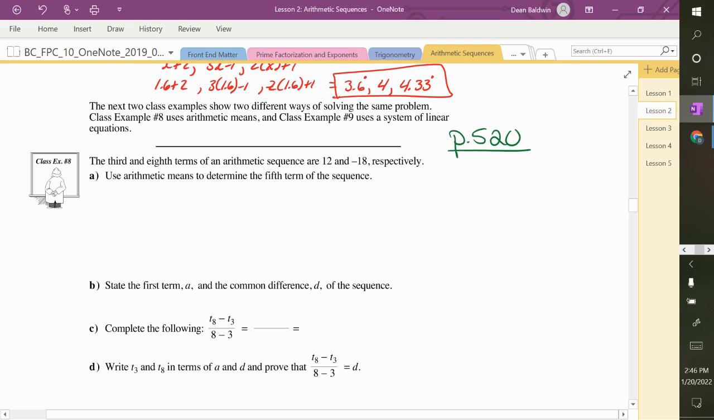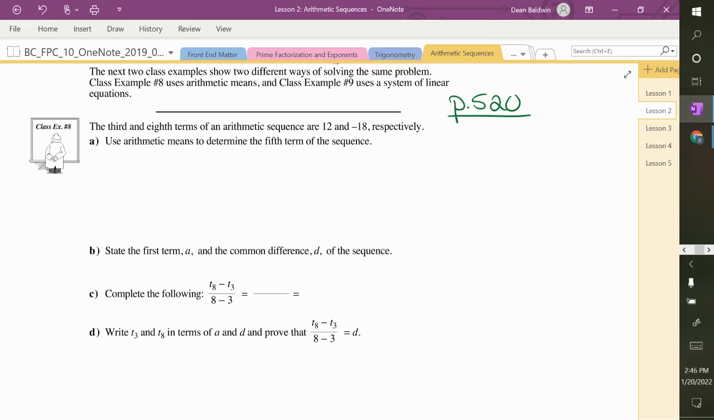Okay. The third and eighth term of an arithmetic sequence are 12 and negative 18 respectively. So basically we have 1, 2, the third term is 12, and the eighth term, 3, 4, 5, 6, 7, 8, is negative 18. That's T3, that's T8. Use arithmetic means to determine the fifth term of the sequence. Basically, can we fill in the rest of them? Okay.